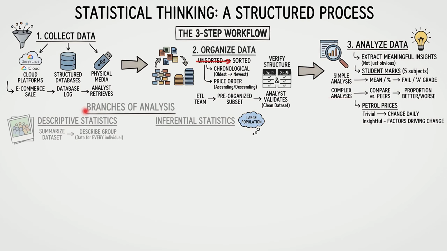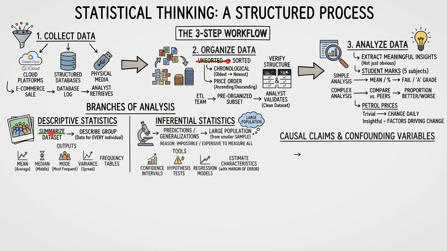Now, let's look at the two main branches of analysis. First, descriptive statistics. This is used to summarize a data set when you have data for every individual in a group. Common outputs include the mean, the median, the mode, and the variance.